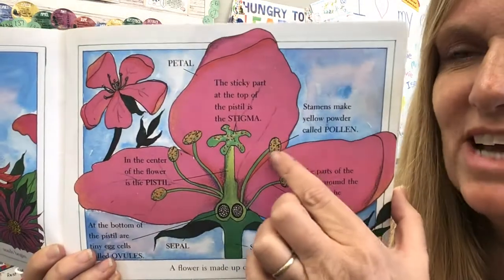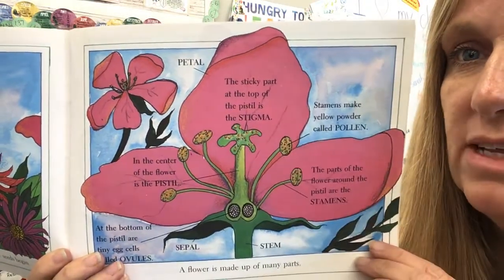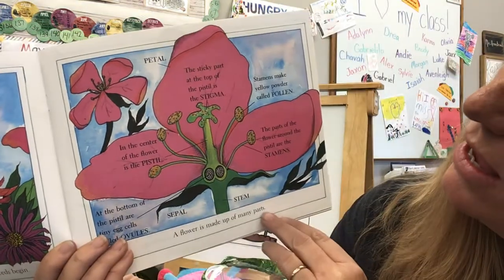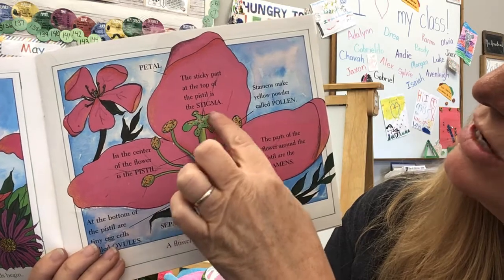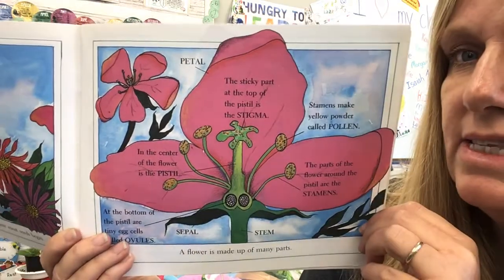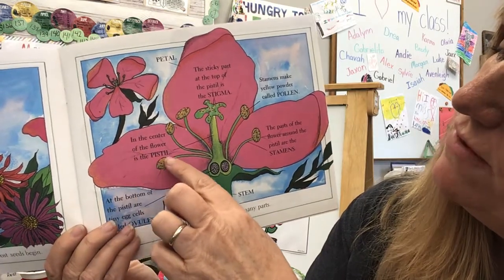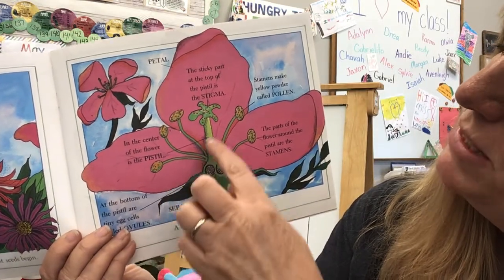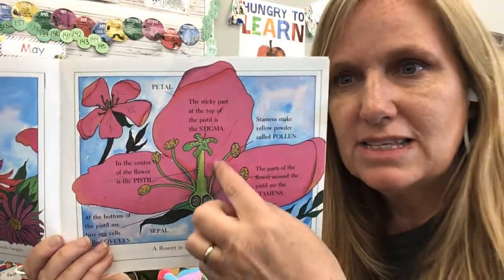And the yellow stuff, bees love that, don't they? That's the pollen. And there's a sticky part at the top of the pistil, and it's the stigma. And then over here in the center of the flower is the pistil, right here. Kind of that stem-looking thing in the center of the pistil.